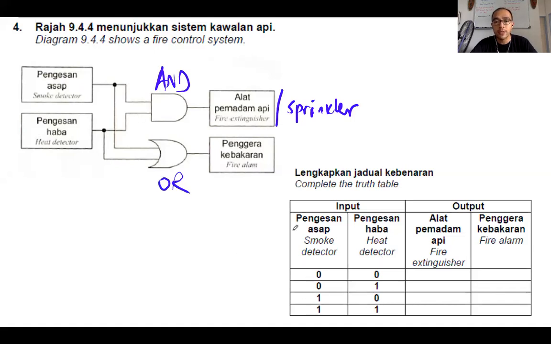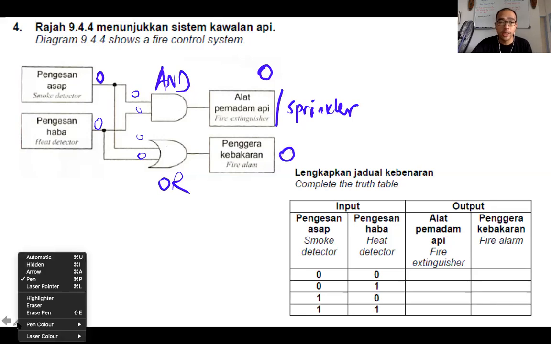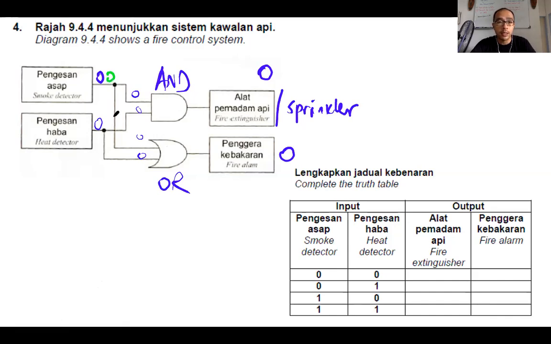So let's consider the first situation, 0 and 0. So here will be 0, 0, 0, 0. Smoke detector 0, heat detector 0, AND gate will be 0. Smoke detector 0, heat detector 0 melalui OR gate tetap 0. That's the first situation. Second situation is 0 and 1. After the AND gate, this will be 0. After the OR gate, this will be 1.